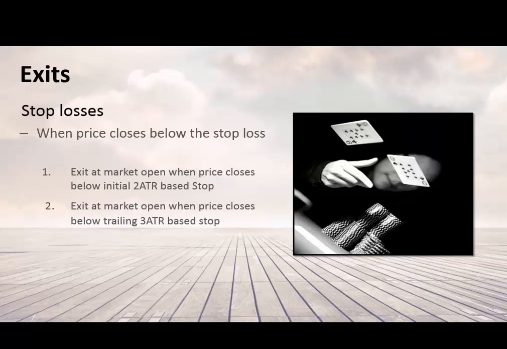So when we're setting our initial 2 ATR base stop, the reason that we use a 2 ATR base stop as opposed to a 3 is that using a 2 ATR base stop just gives us more bang for that fixed level of risk, if you like. So we're really looking for the optimal position size.